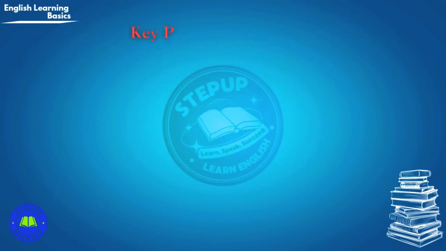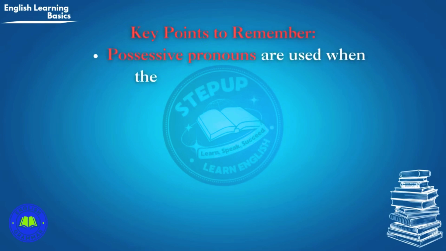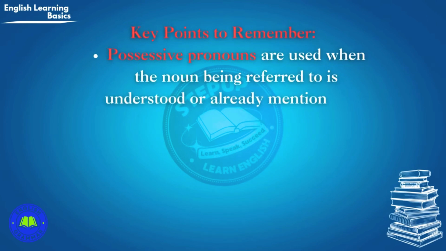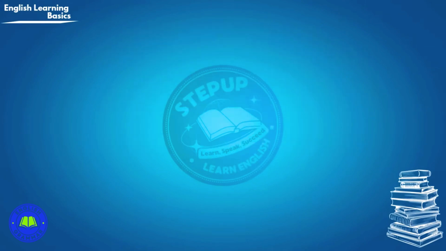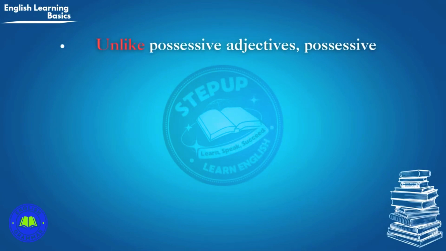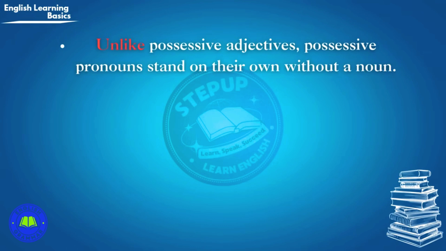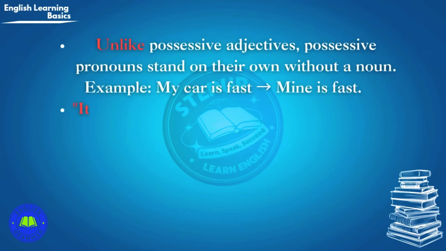Key points to remember. Possessive pronouns are used when the noun being referred to is understood or already mentioned, so there's no need to repeat it. Example: this is my car becomes this car is mine. Unlike possessive adjectives, possessive pronouns stand on their own without a noun. Example: my car is fast. Mine is fast.